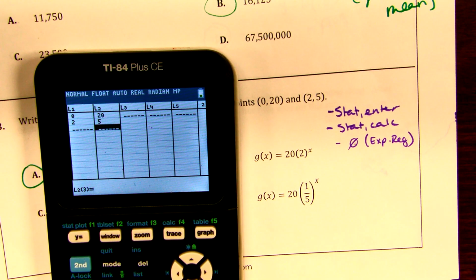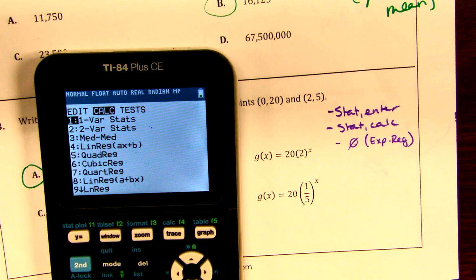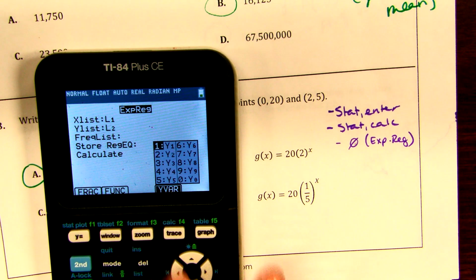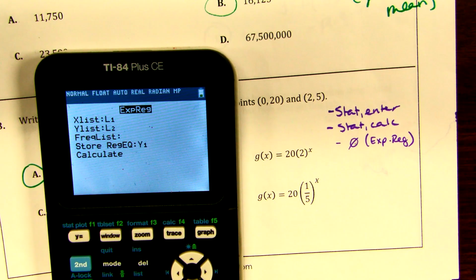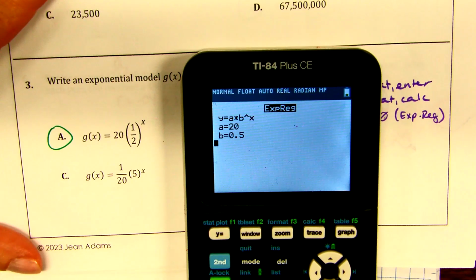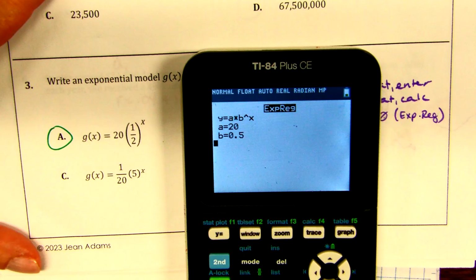Lists, stat, calc. I want exponential. You might as well just memorize it. The whole test, that's the only one we're using. It's 0. So you just hit 0, and it'll say at the top. And you technically don't have to store on this one, but we just want to be in the habit of doing it so we don't forget those steps. Alpha, trace, enter. So it doesn't hurt to store it. Okay? And there you can see your A and your B value.